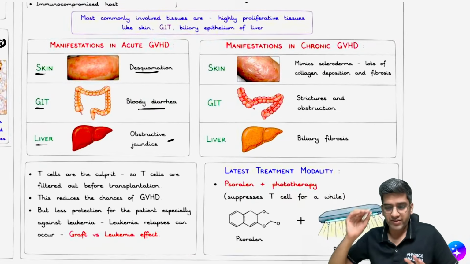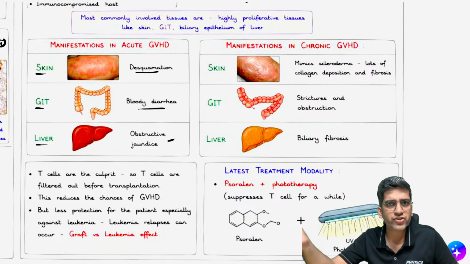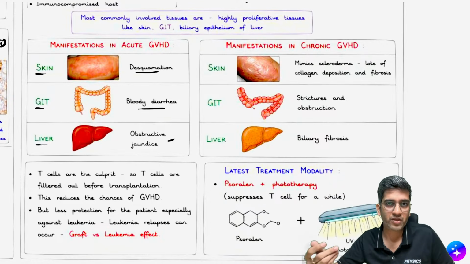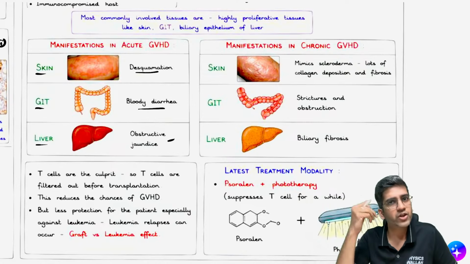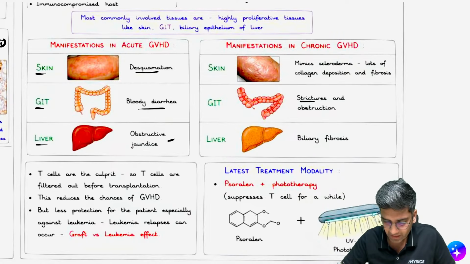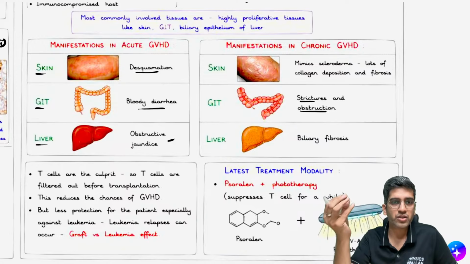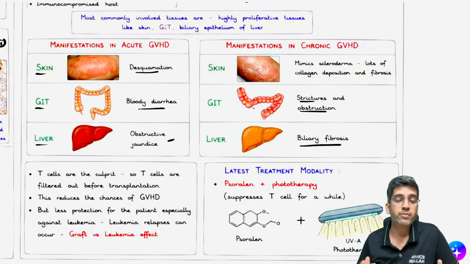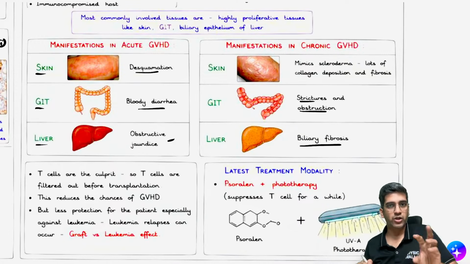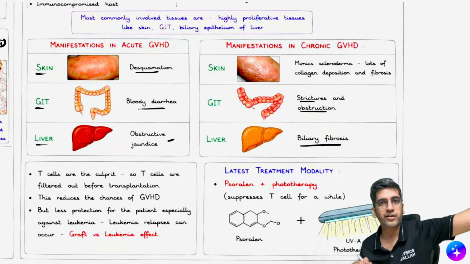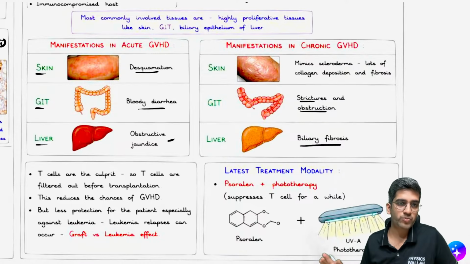In chronic GVHD, the same skin, chronic is scleroderma. Sclerosis in the skin, very common because of more fibrosis. GIT, again fibrosis, stricture and obstruction. Liver, again fibrosis, secondary biliary fibrosis. Acute and chronic, that's all. Acute destroys, damages and removes the tissue. Chronic will cause fibrosis by default, right?